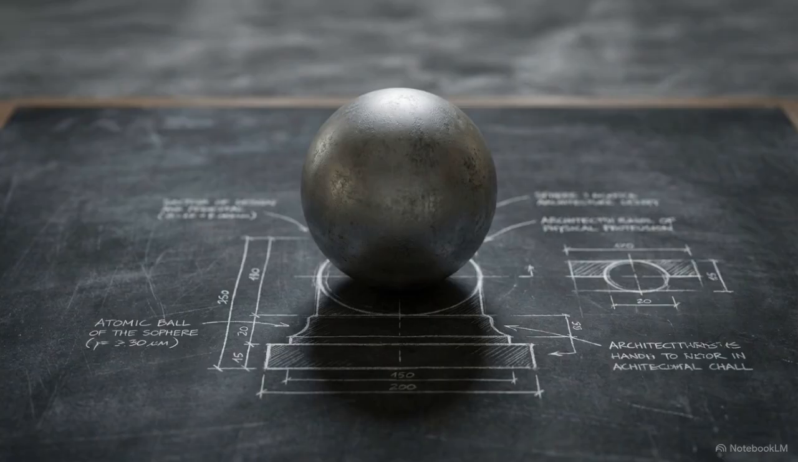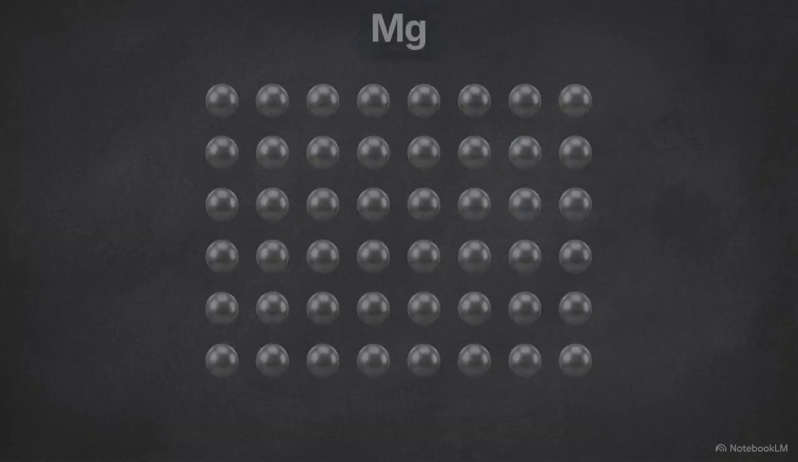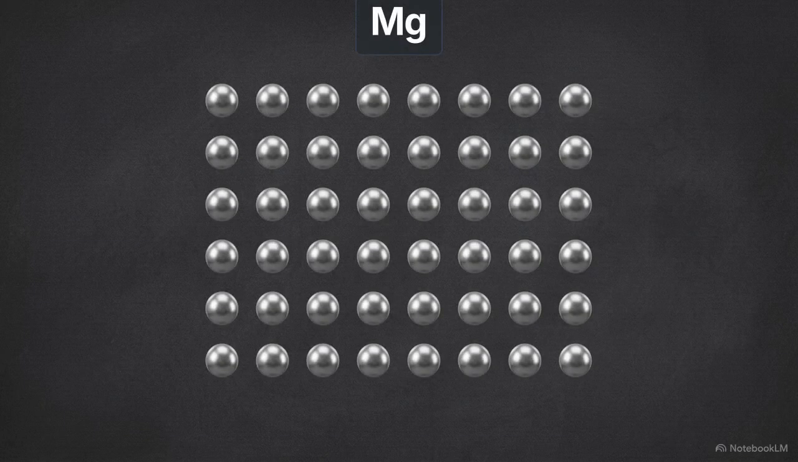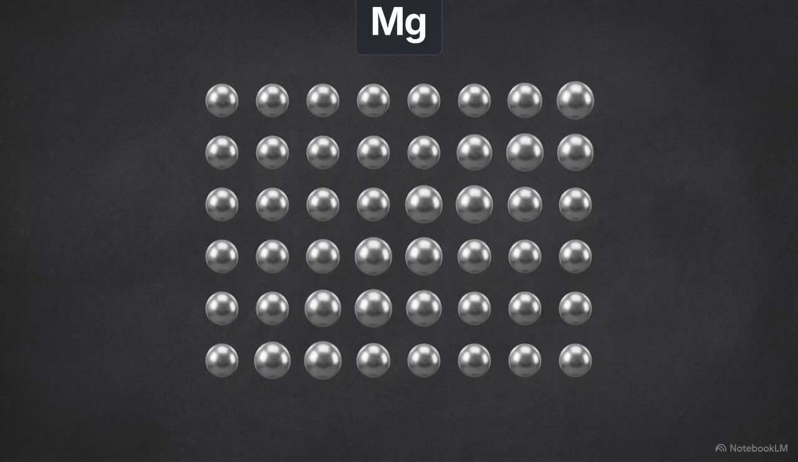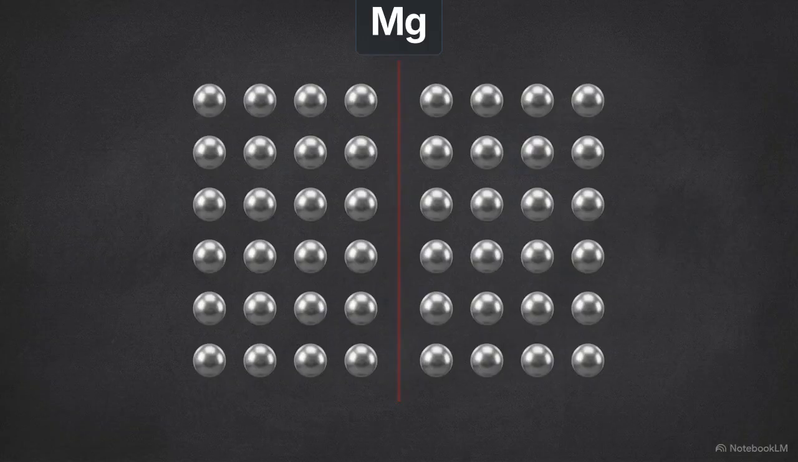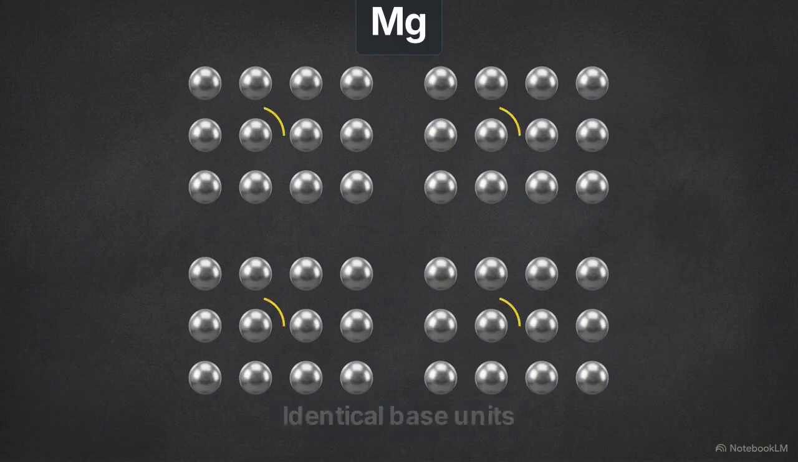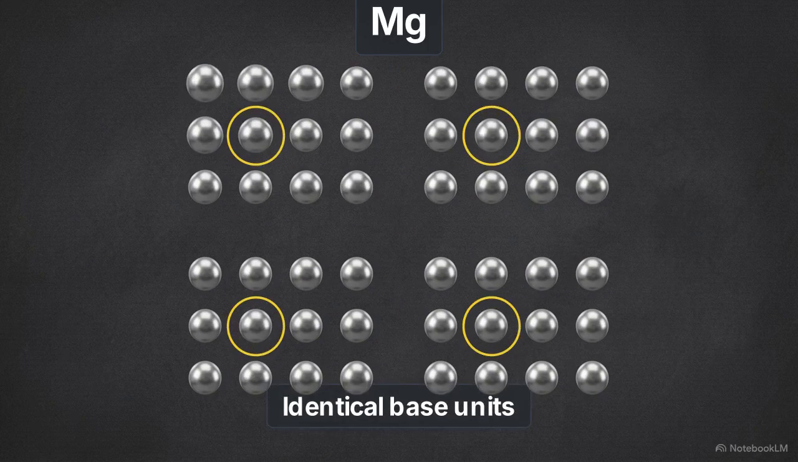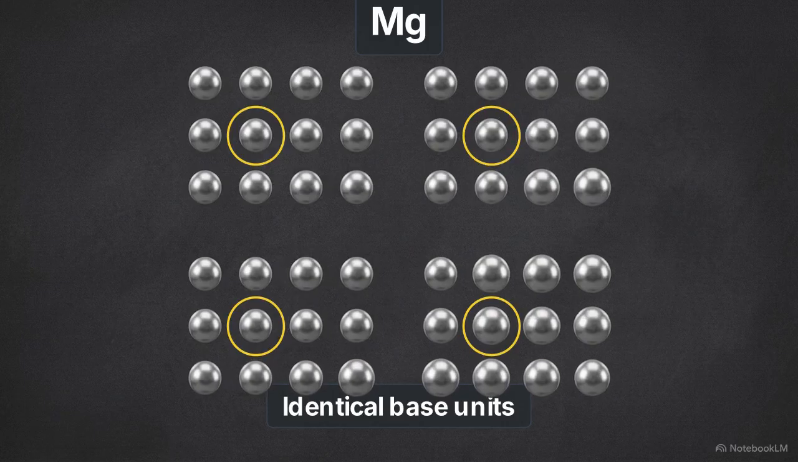We start with the most basic category of matter, the element. This animation shows the atomic structure of a pure element. In this sample of magnesium, absolutely every constituent atom is identical to the others. You can divide this sample infinitely, but the base atomic unit remains functionally identical.